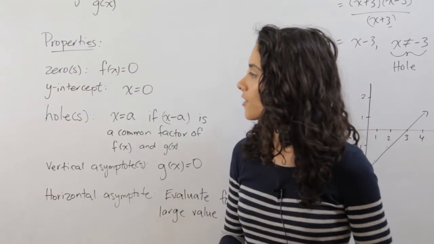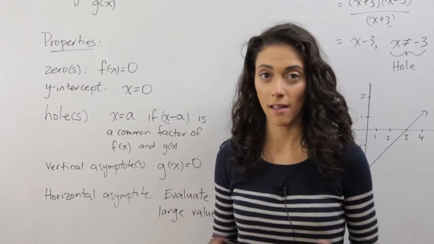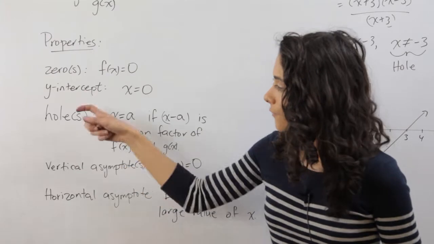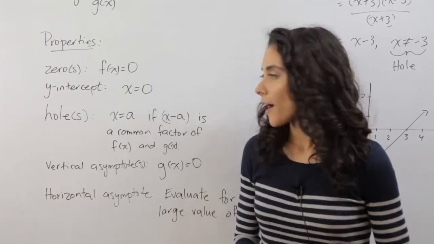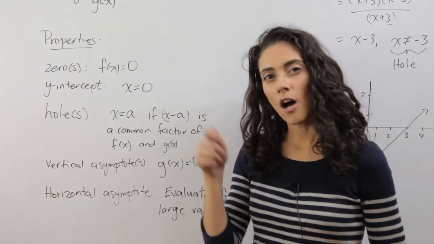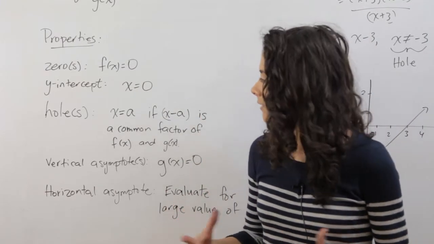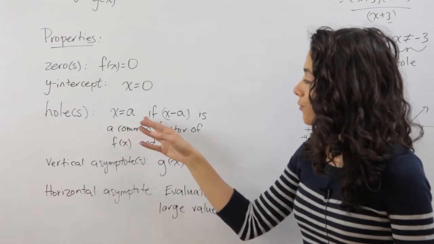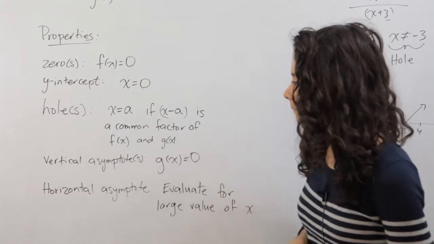Next, to get a y-intercept, no different than any other function, set x equals 0 and solve for y. Now some new properties. Holes. A hole occurs on a graph when you're able to factor out some common factor in a rational function. An example will make this clearer, but we will get a hole at some value if the factor cancels out from the top and the bottom.